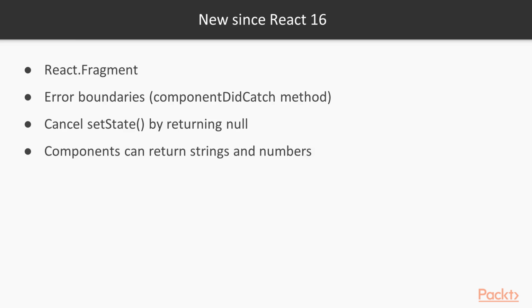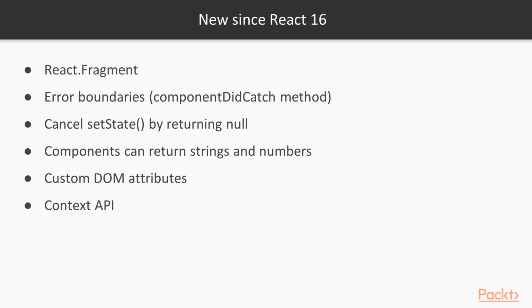Components can now return strings and numbers. That's new. It used to be that it had to return a div or span, or in our case, React.Fragment. But now you can just return strings or numbers if you want to as well, and avoid cluttering the DOM with extra divs and spans. You can also use custom DOM attributes. One that comes to mind is, say, iframe. So you can actually return that directly, and it will now work.